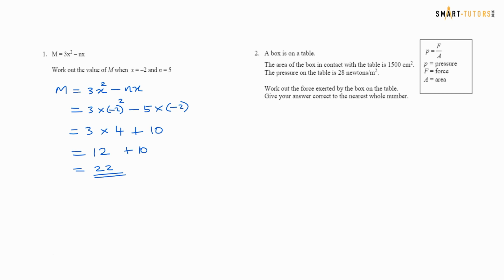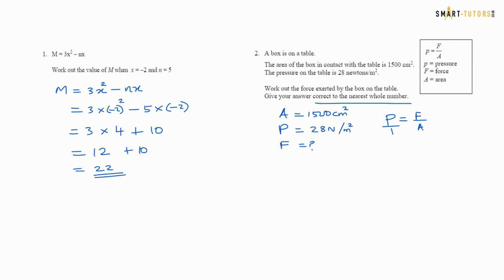Boxes on the table, the area of the box in contact with the table is 1500 centimeter squared. The pressure P is 28 Newton per meter squared. Work out the force. So the question is, what is the force? Give your answer correct to the nearest whole number. So here the equation is given, P equals force over area, pressure equals force over area. So the force is the question.